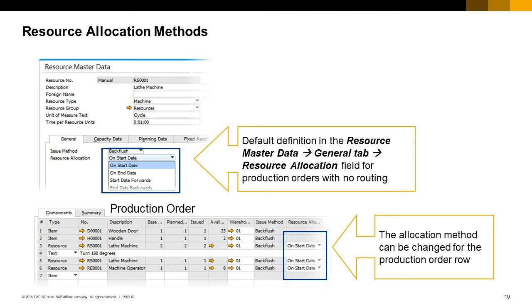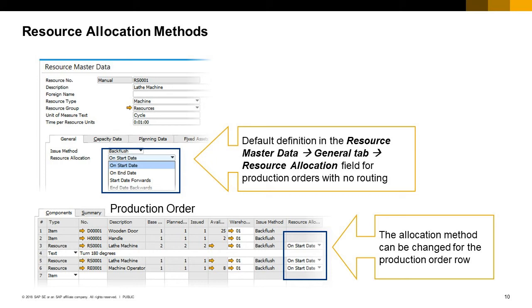On start date, the entire row quantity is allocated to the start date of the row. On end date, the entire row quantity is allocated to the end date of the row. Start date forward, the committed quantity is allocated according to the available single run capacity for each day. The system checks each day, starting from the start date, or the system date in case the start date is earlier, whether or not the capacity can fulfill the committed quantity.